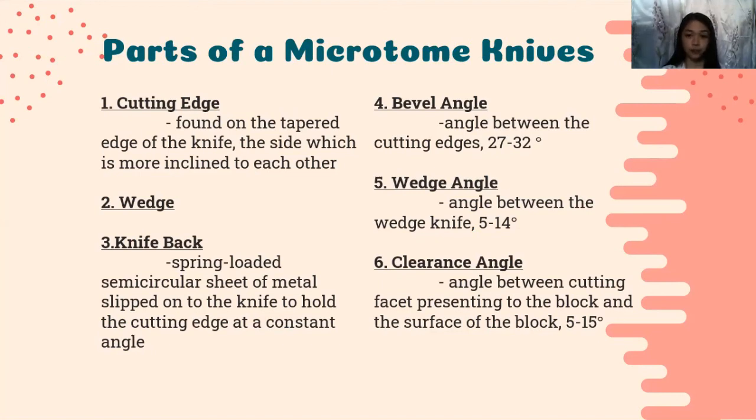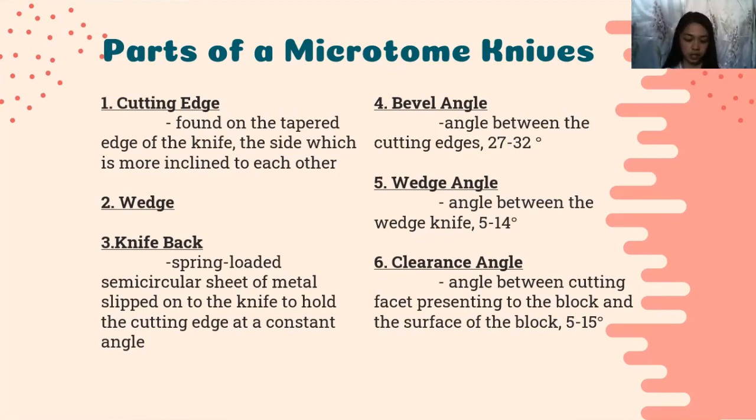Next, knife back. The knife back is a spring-loaded semicircular sheet of metal flipped onto the knife to hold the cutting edge at a constant angle. This should not be interchanged with the knife back of other microtome knives, to keep the bevel angle constant at all times. Next one is the bevel angle. This is the angle formed between the cutting edges, and this is usually 27 to 32 degrees.